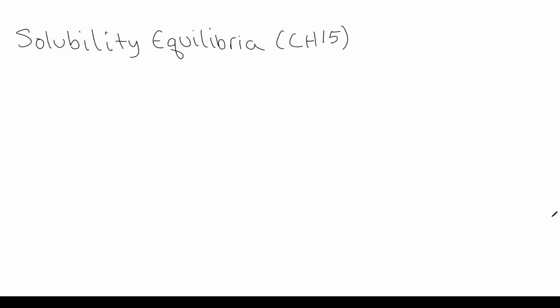So now we're going to discuss solubility equilibria. This is an extension of the equilibrium processes that we have been talking about in chapter 13 and also chapter 14. In chapter 13, we talked about equilibrium in general, and we applied it to homogeneous and heterogeneous systems. Now, solubility equilibria are actually heterogeneous systems, and we're going to see how that works in a second.